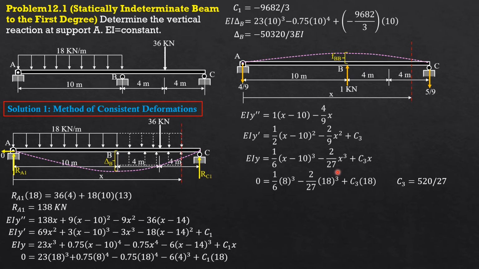And from there, we can solve FBB, setting x equals 10. EI FBB equals negative 2 over 27 times 10 cubed, plus 520 over 27 times 10, C sub 3 times 10. So FBB is equal to 3,200 over 27 EI.